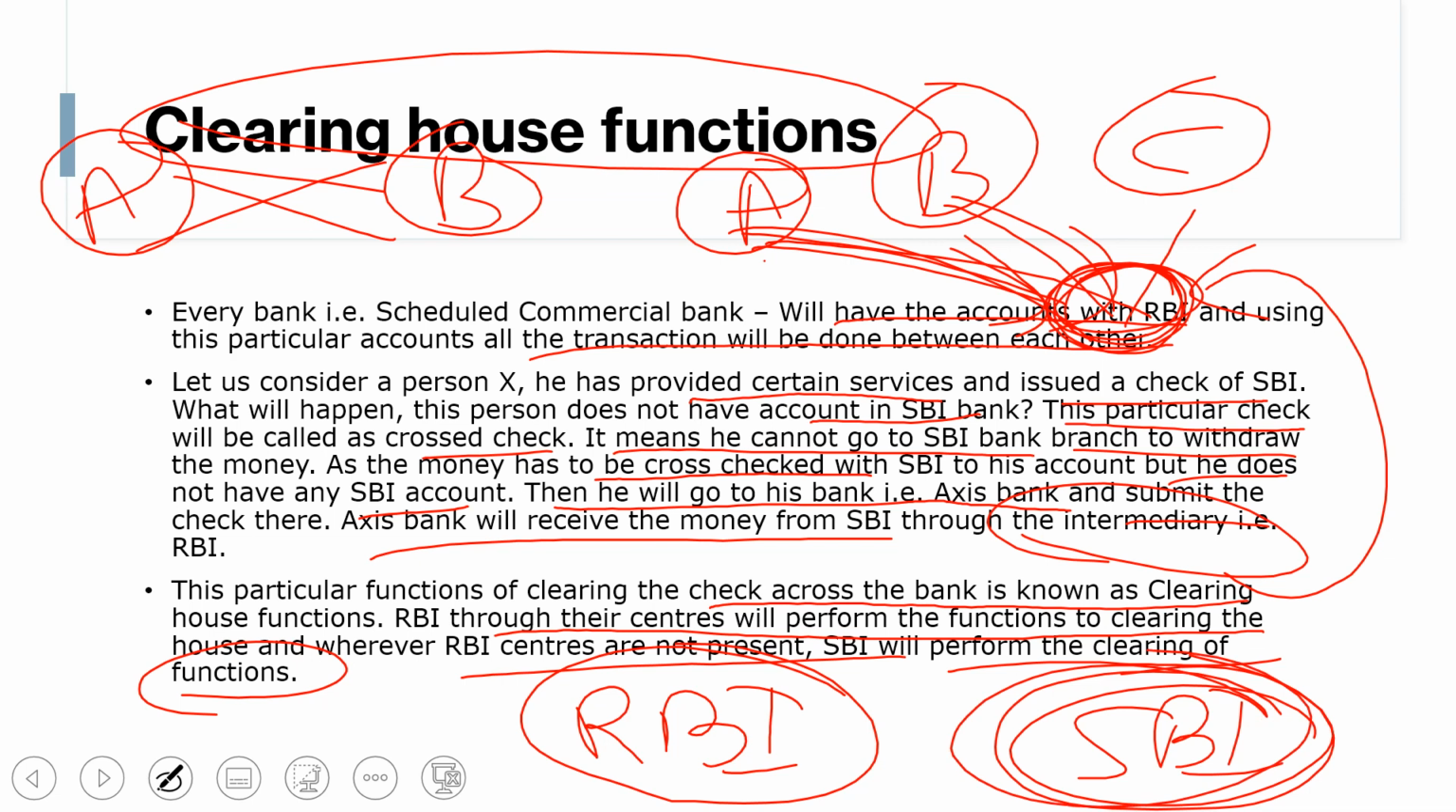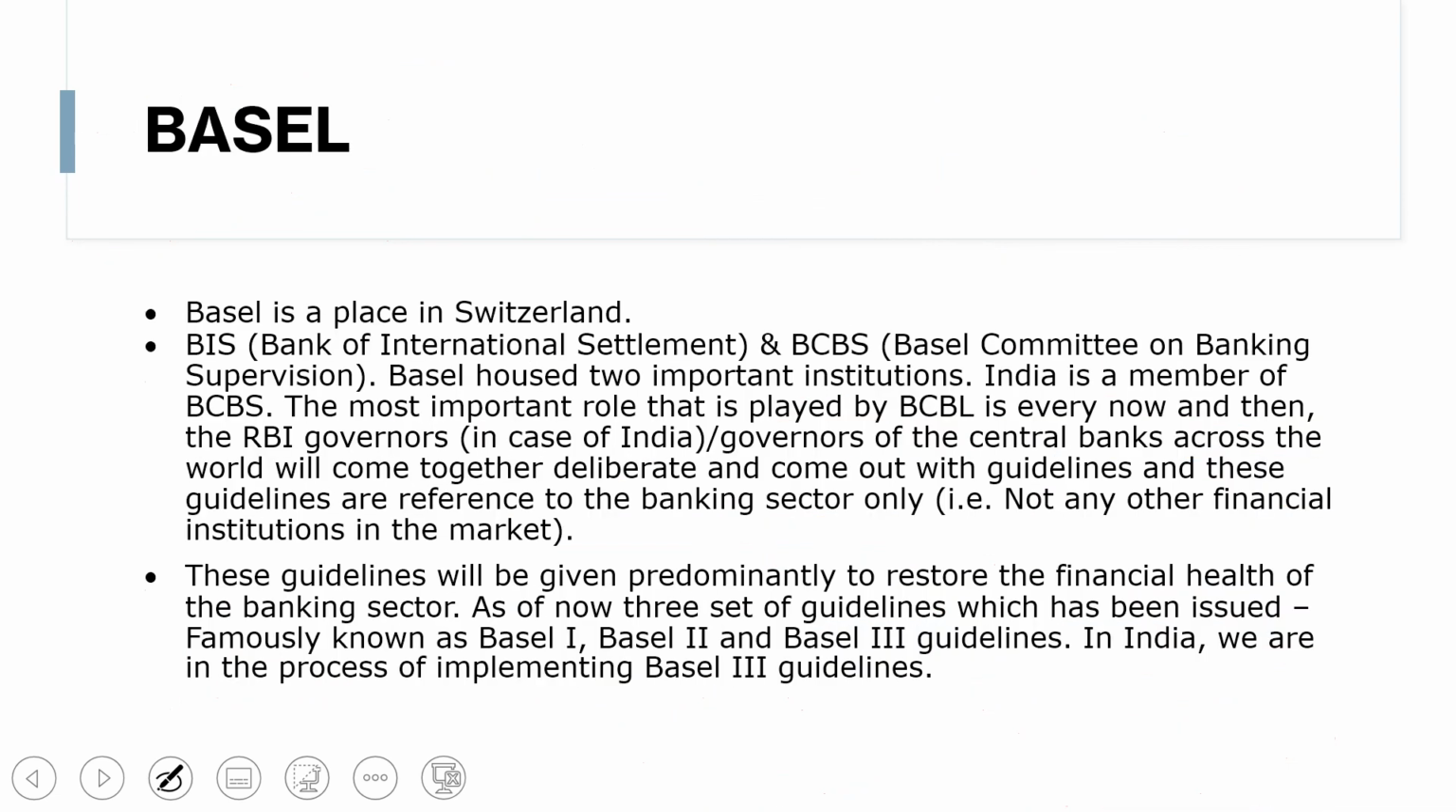Like a person A has a check of Axis Bank, and person B is from ICICI. A has issued the check, so A will give money to the SBI, and SBI will give money to B. Okay, this is how it works. This is something called clearing house functions.